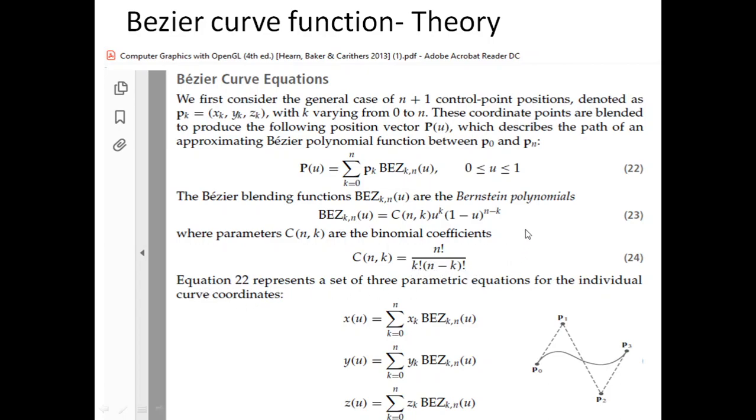So equation 22 represents a set of three parametric equations for the individual curve coordinates. Now you know this is a point. We are representing it with a variable p. So what is a point? A point is nothing but a combination of x, y, z. So the x value, y value, z value, same equation only. Point, that is x side blending function for x, for y, for z. You multiply with the blending function, you can calculate each and every point. So in the lab program also, we are going to apply this formula, the Bezier blending function, to get this curve. We'll see.